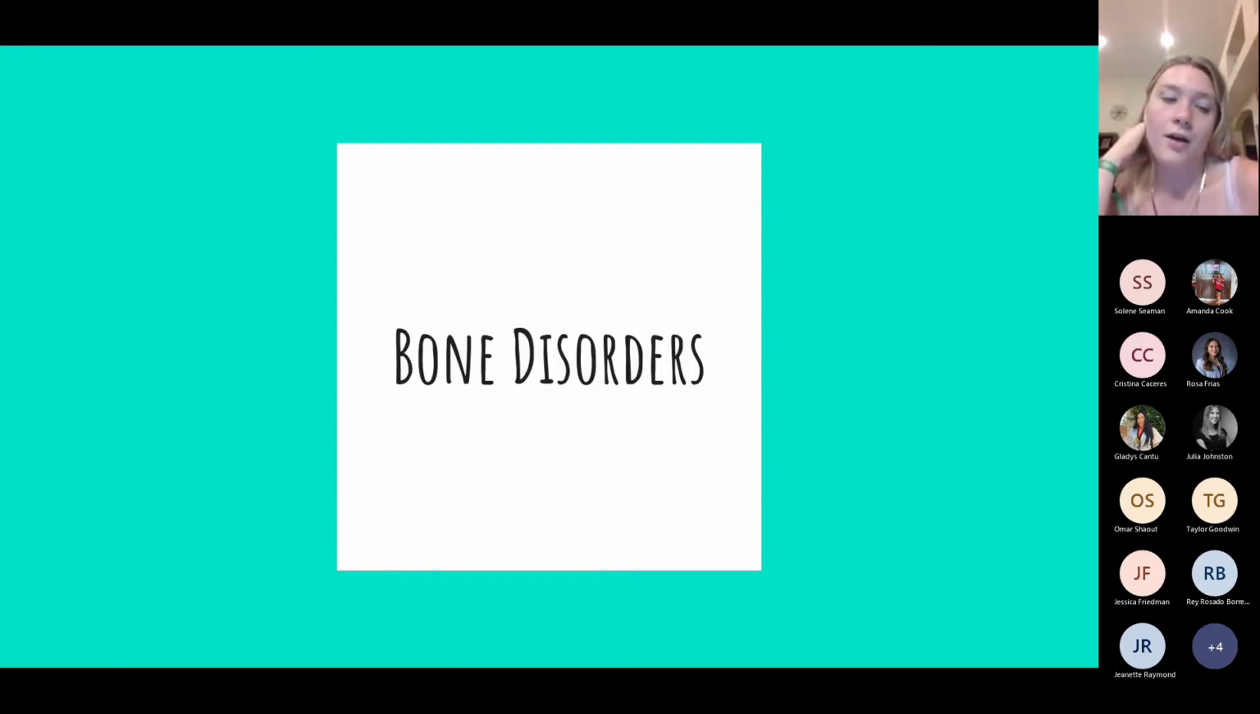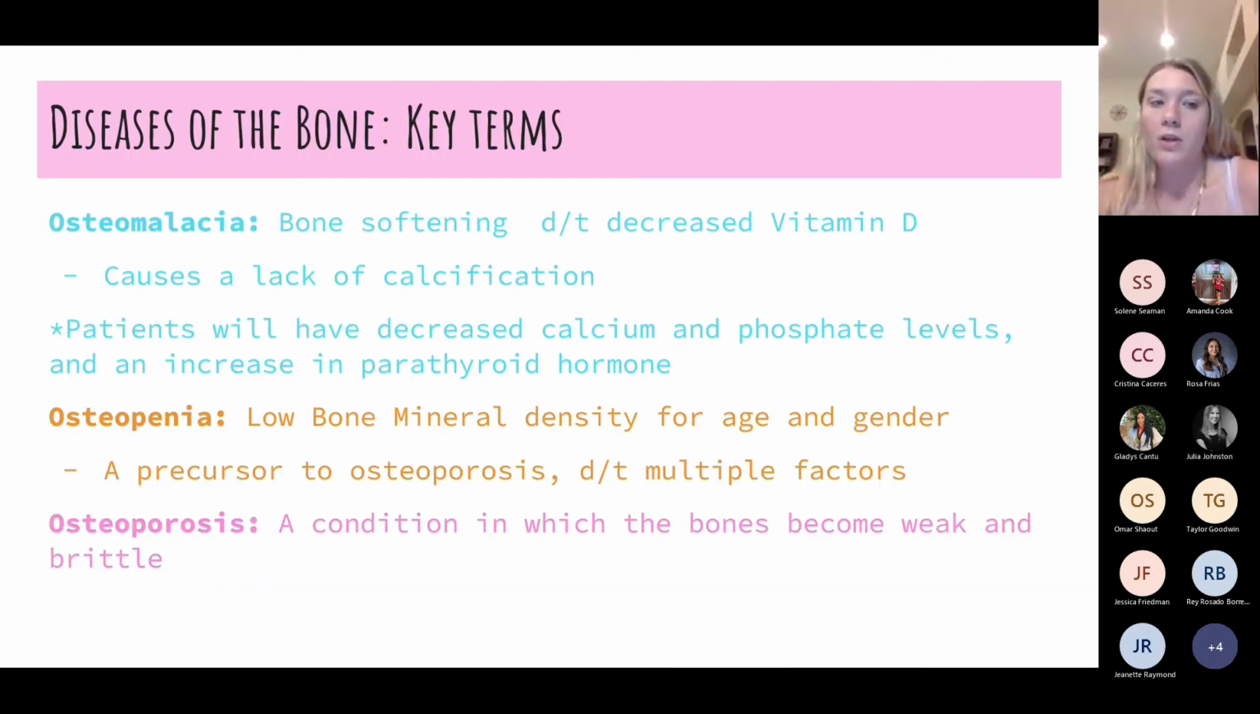Last thing, second to last thing we're going to talk about is some bone disorders. So what's going on? I wanted to break up some key terms. We talk about osteomalacia. I want you guys to think about vitamin D deficiency. Vitamin D helps our bones become big and strong. If I have low levels of vitamin D, I'm going to have bone softening, lack of calcification. They're going to have decreased calcium and phosphate levels.